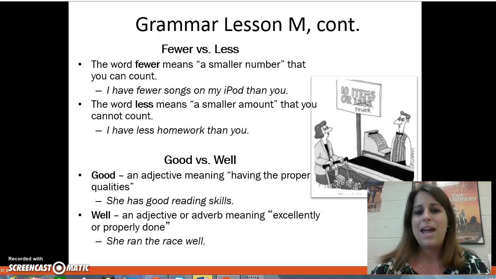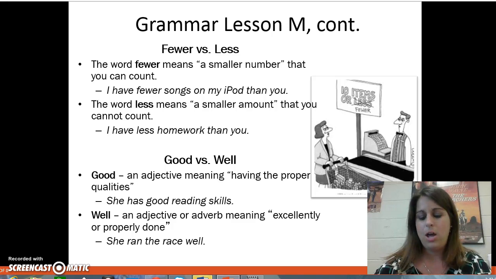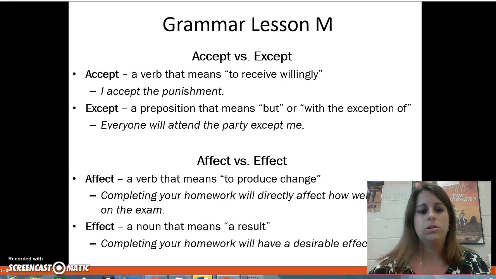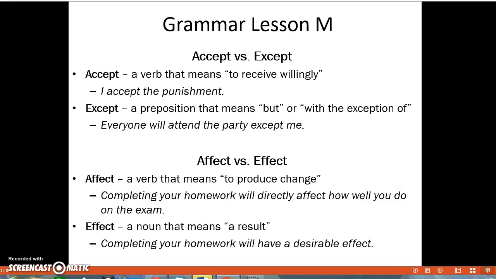So what we're looking at today are commonly confused words. We've already talked about some commonly confused words with pronouns, with who versus whom. Today we're going to look at some other commonly confused words, so that way we are using the correct words in the correct situations. So let's first look at accept versus except.